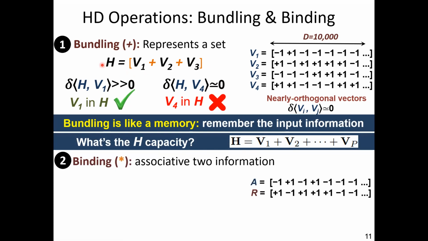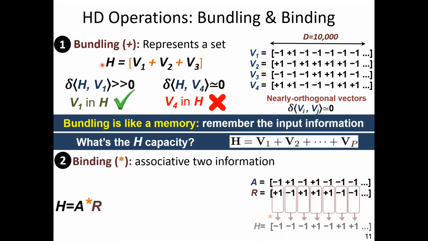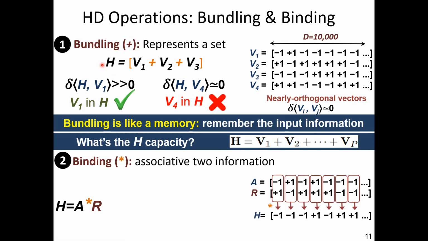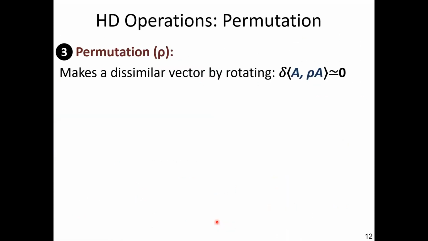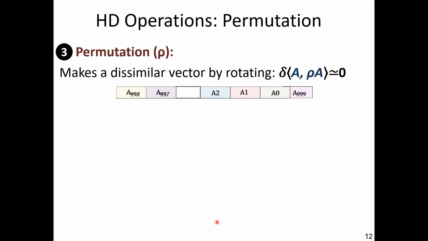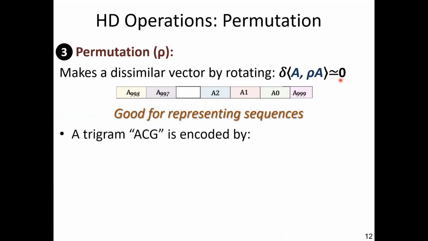The second operation is binding, which is association. If you have two random vectors and you multiply them together, you bind them together. It's like the XOR operation in binary. You generate a new vector, like binding apple and red, which is orthogonal to both apple and red, but it's invertible. The last operation is permutation. You do a rotational shift of a random vector and generate a vector which is nearly orthogonal to the original vector. It's good for representing sequence.